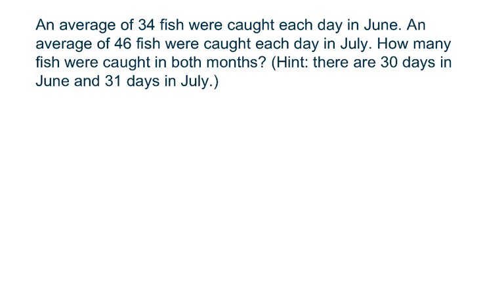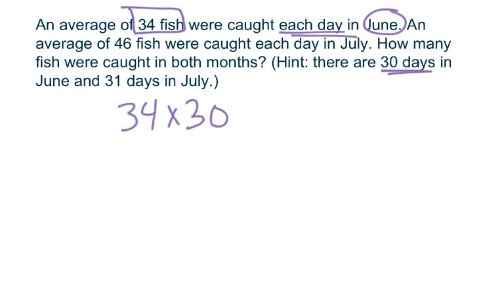All right, well, we know that there are 34 fish that were caught each day in June. So I need to think, well, how many days are in June? There are 30 days in June. So to figure out how many fish were caught in June, I would multiply 34 times 30.